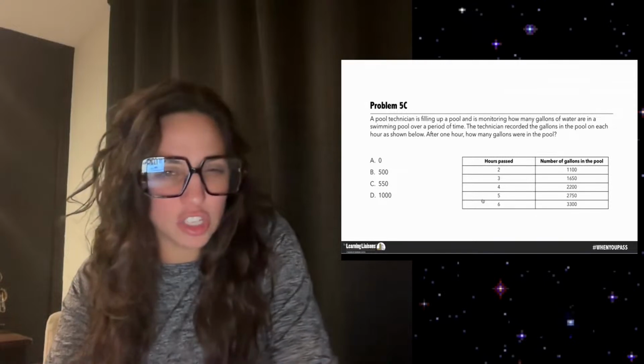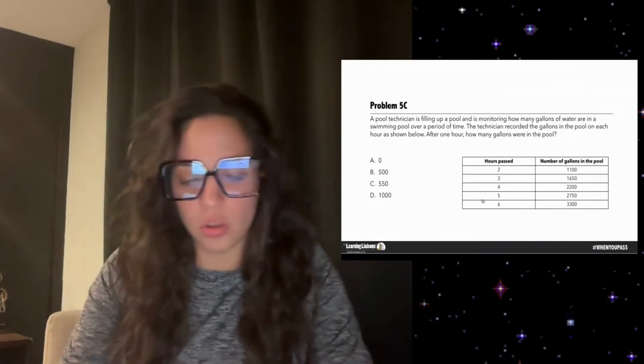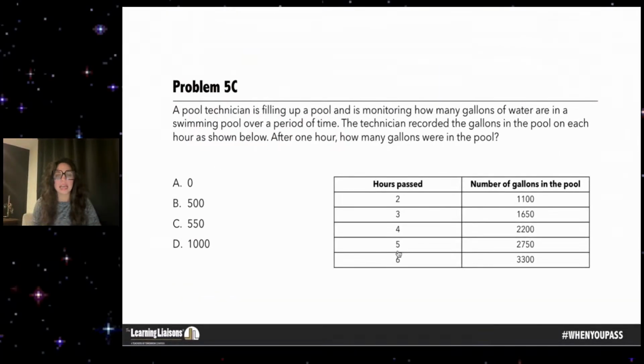This one we kind of answered in the previous problem, so I'm not going to spend a whole lot of time on it. This one just says the same thing. A pool technician is filling up a pool. The technician recorded the gallons in the pool. After 1 hour, how many gallons were in the pool? Well, after we figured out that we were adding 550 each time, we can subtract 550 to get the 1. And so you would have 550 in the pool. We've already discussed all of that, so I'm not going to spend a whole lot of time on that.